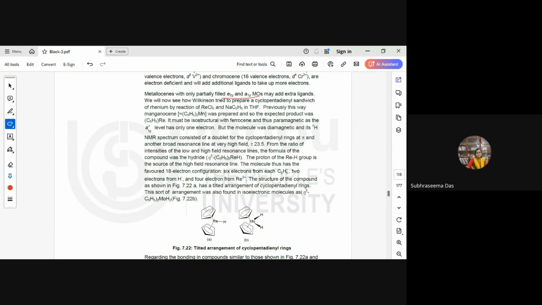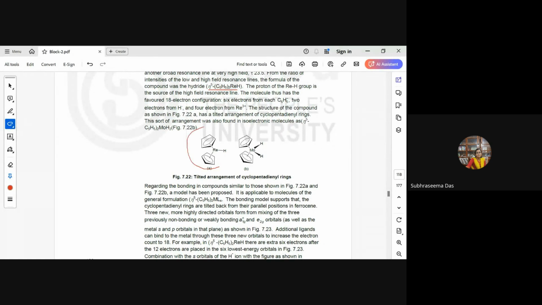Now we all know about the Wilkinson catalyst. Wilkinson tried to prepare a cyclopentadienyl sandwich of rhenium by the reaction of ReCl5 and NaC5H5 in THF. It was expected that the product would be Re(C5H5)2. However, the molecule was found to be diamagnetic, and its proton spectrum consisted of a doublet. From the proton spectrum and other studies, the formula of the compound was established, and ultimately this is the arrangement that was found. The cyclopentadienyl compound of rhenium was found to be this.